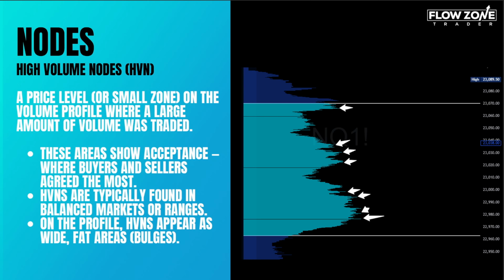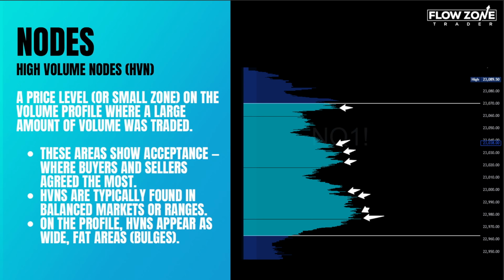So moving on to nodes, okay, and you've got two types of nodes. The first is a high volume node. Now, this is kind of similar to a point of control. It's an area where a lot of volume is taking place, where lots of buyers and sellers are transacting. All right, so it's a price level or a small zone on the volume profile where a large amount of volume was traded.